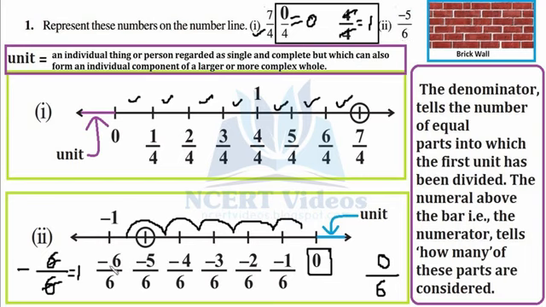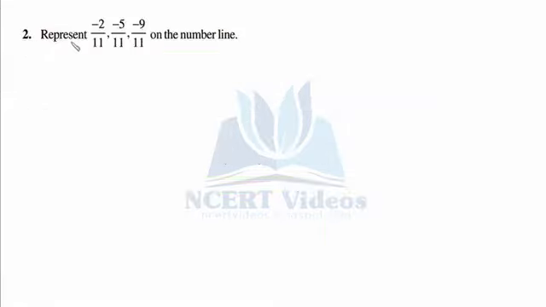Since we have divided it, always write the corresponding rational number below each division that you have made. Here it was -1/6, -2/6, -3/6, and so on. So -5/6 lies here. You mark the point and encircle it with a circle. So this is how you represent a rational number on a number line. That was your first question. Second, represent -2/11, -5/11, and -9/11 on the number line.